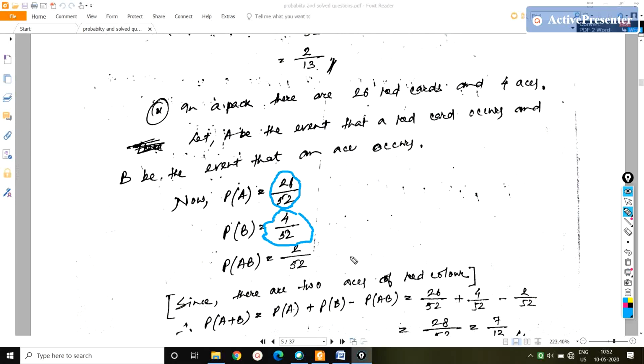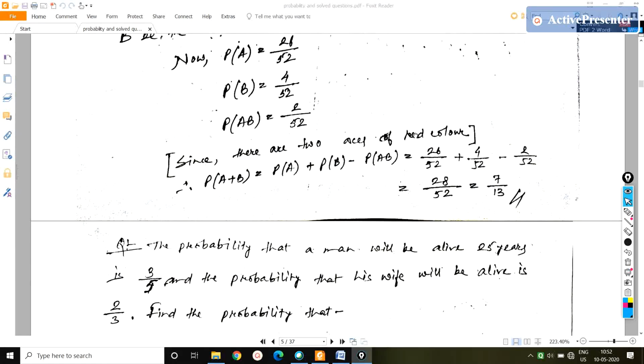Now interestingly, in a pack there are 2 aces of red color also present. There are 2 aces which are red in color. So the result is that for the probability of A plus B, here you cannot avoid the probability of AB, because there are 2 aces of red color.